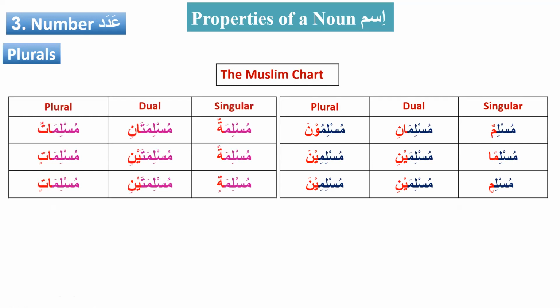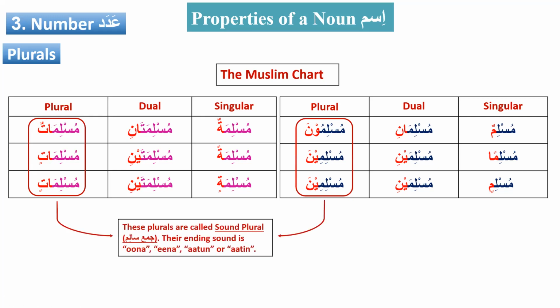So going back to the Muslim chart, because this is how we started this course, right? You see, there is a plural column for the masculine chart on the right-hand side, and a plural column for the feminine chart on the left-hand side. I just circled them because we are learning about plurals. On the right-hand side, you see una, ina sound. And for the feminine, you see atun and atin sound. These plurals are called sound plural, or jamasalim in Arabic. Their ending sound is una, ina, atun, or atin. If it is una, ina, then it is masculine. If it is atun or atin, then it is feminine.